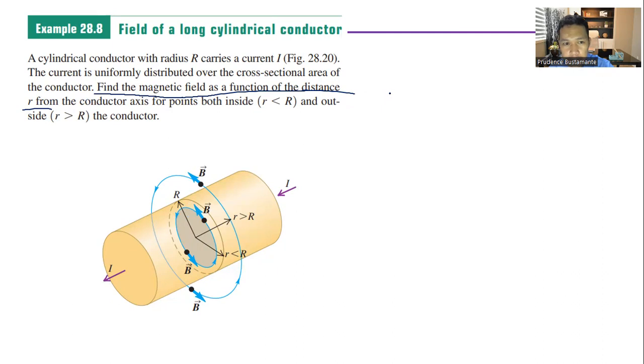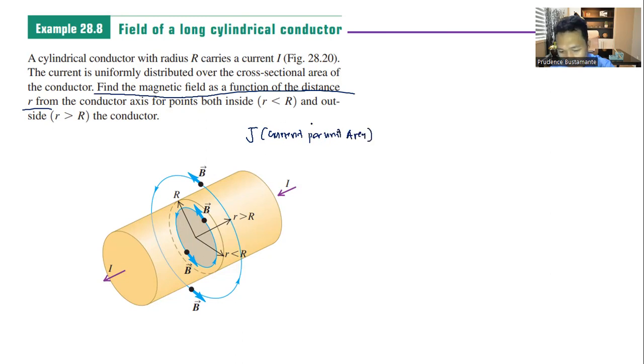Before we go to this one, let's note that J is the current density, which is current per unit area.